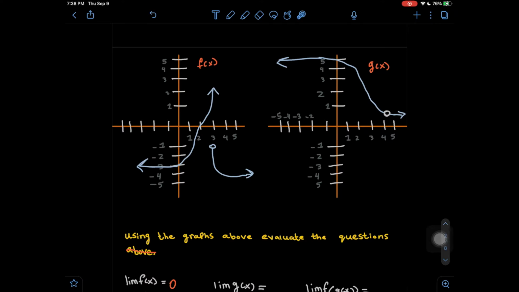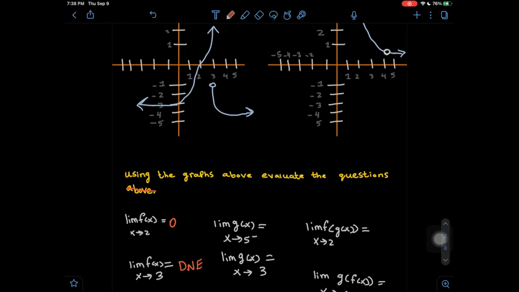So now, if we're looking at it from the left, we have a small open circle there, and we're approaching 5 from the left. I'd assume that's approximately 1/2, and that's going to be our answer for this problem.